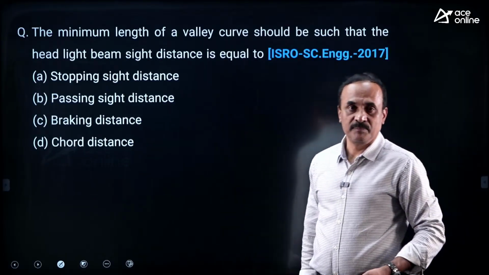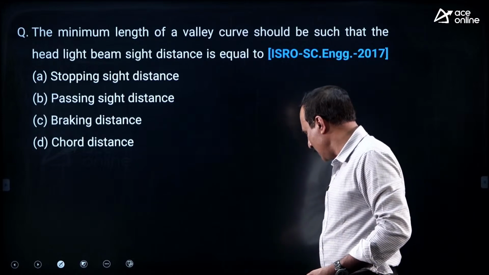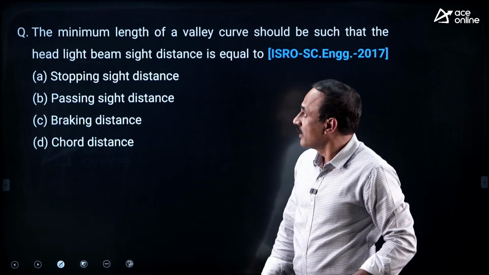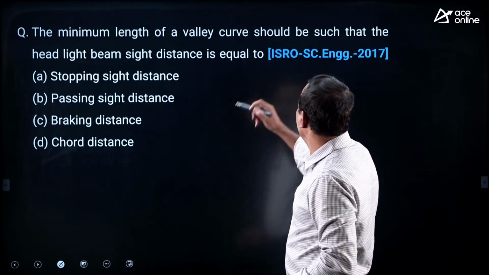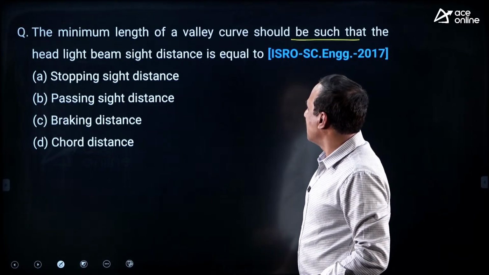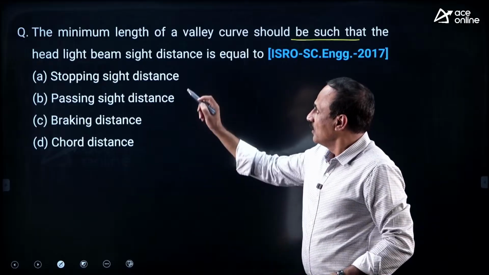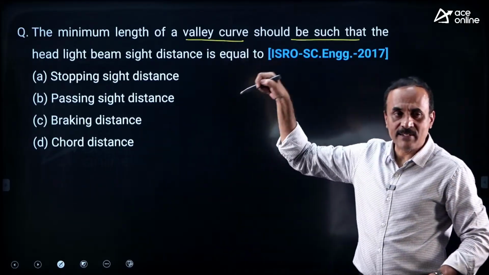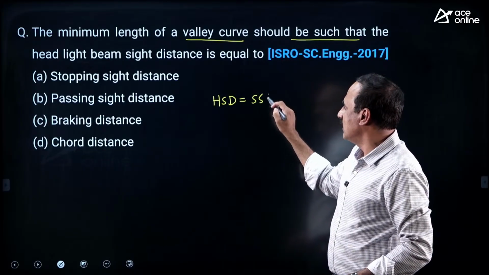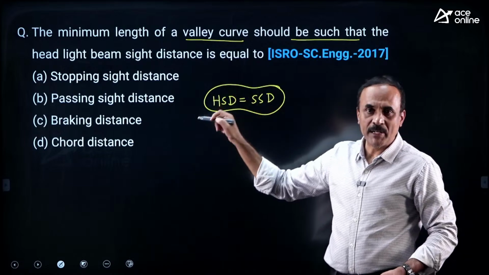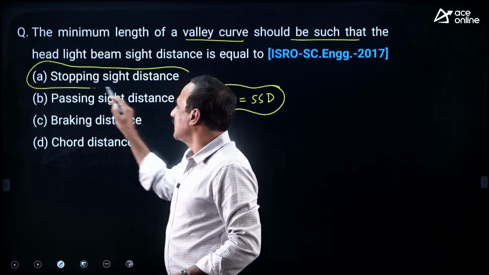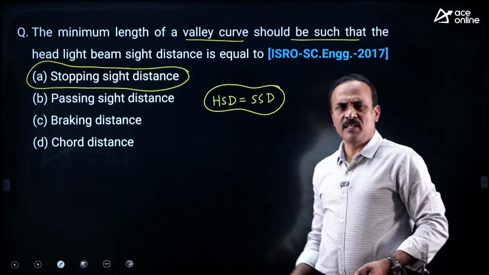Come to this question. Murali, okay? Very nice. The minimum length of valley curve should be such that the headlight beam sight distance is equal to... So, valley curve is designed for headlight sight distance, and headlight sight distance is equal to SSD. The focus of the headlight should minimum reach to stopping sight distance. Like that, we need to design it. So, answer is HSD must be equal to SSD. Answer is option A.